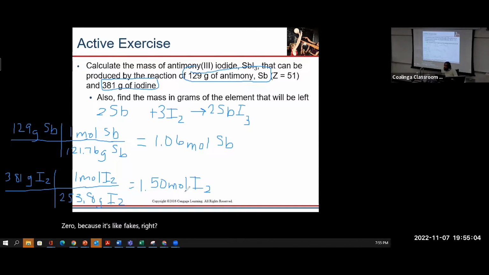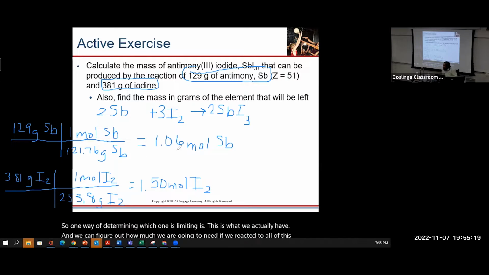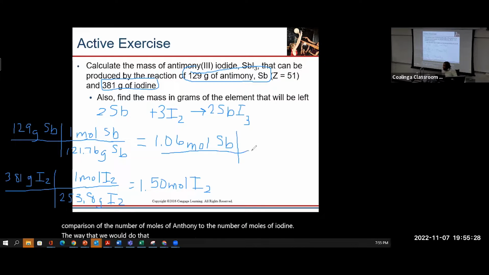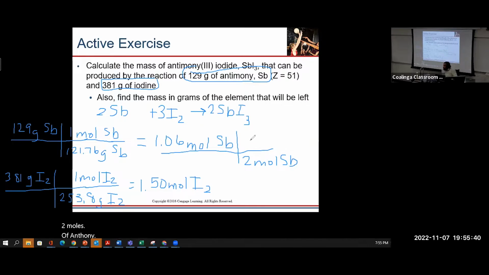Okay, so now they're both in moles. So one way of determining which one is limiting is this is what we actually have. And we can figure out how much we're going to need if we reacted all of this by doing a comparison of the number of moles of anthony. The way that we do that is we'll go a little bit further and do the mole to mole ratio of anthony to iodine. For every 2 moles of anthony, we have 3 moles of iodine.